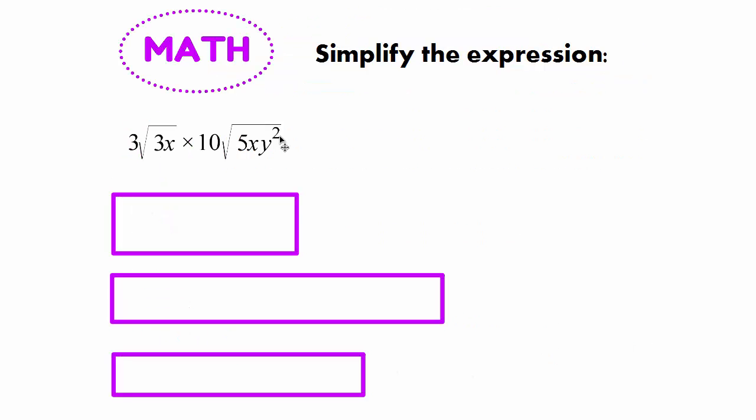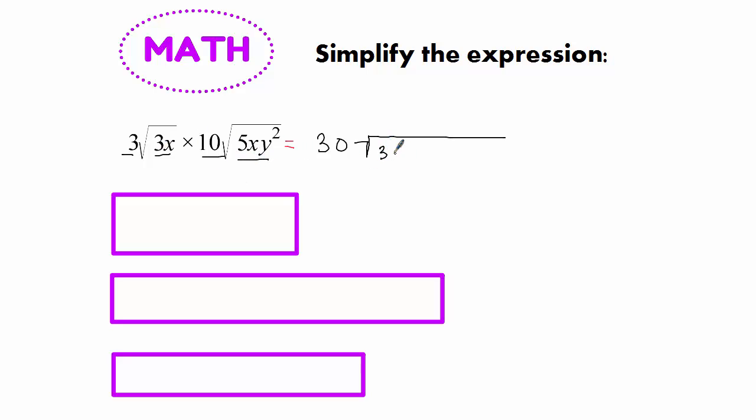So the first example we're given is 3 times the square root of 3x times 10 times the square root of 5xy squared. The first thing we're going to do is multiply the outside values. So we multiply 3 and 10 together, and that gives us 30. Then we multiply the inside values. I'm going to write them as a long multiplication problem.